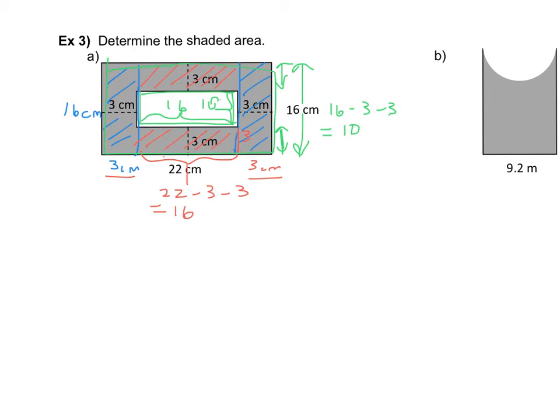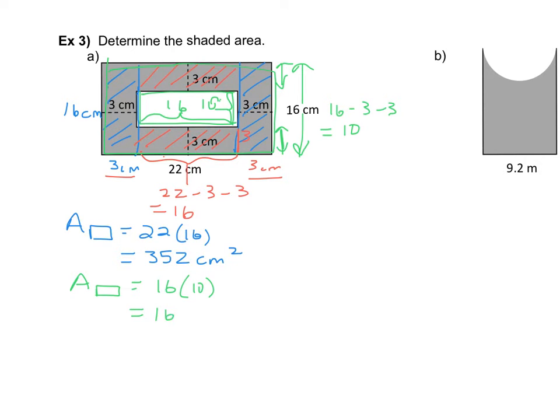So I'm going to solve it that way just to show you how that works, but both ways are absolutely fine to use to find the area of this shaded part here. So the area of the outer rectangle is 22 by 16. So I'm going to multiply those two numbers together. And 22 multiplied by 16 gives me 352 centimeters squared. But I need to take away the inner rectangle. So let me put the area of the inner rectangle there, which is 16 by 10, which is 160 square centimeters.